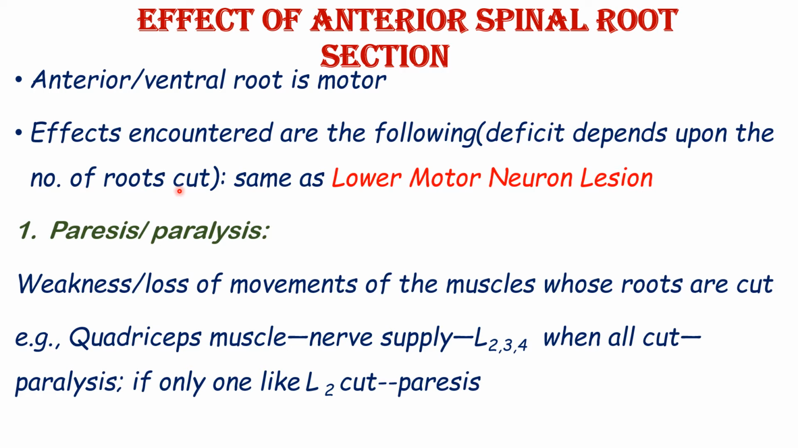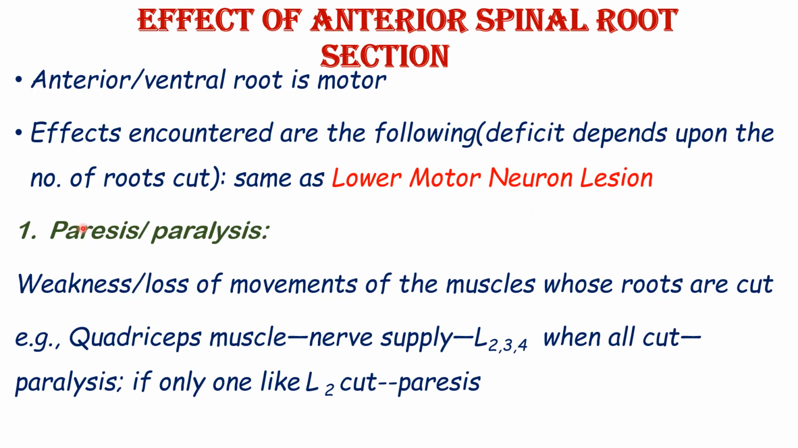Now just imagine the anterior root, the motor part. What sort of defect will you see? Just try to recollect. It will be the same as the lower motor neuron lesion, because what is happening there? The contact of the effectors with the motor neurons in the anterior horns, the alpha and gamma neurons, is lost. So the effect is the same as the lower motor neuron lesion. We have already discussed this in detail, but I'll be revising it.